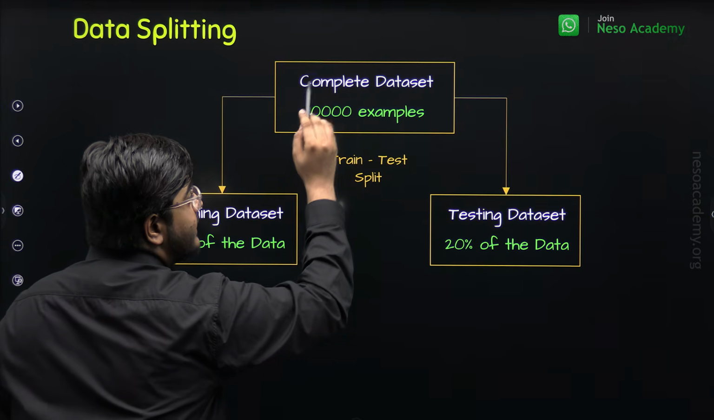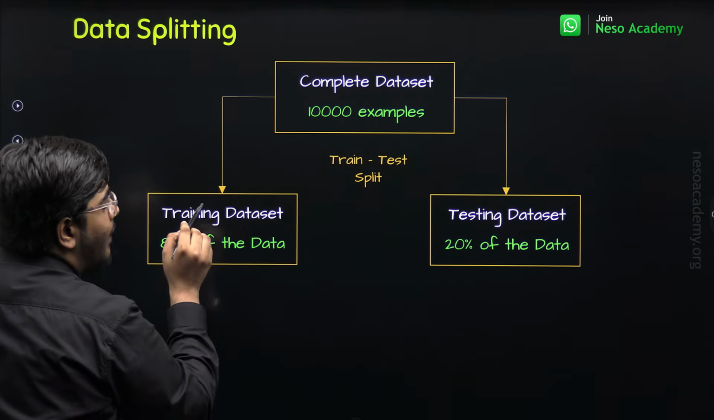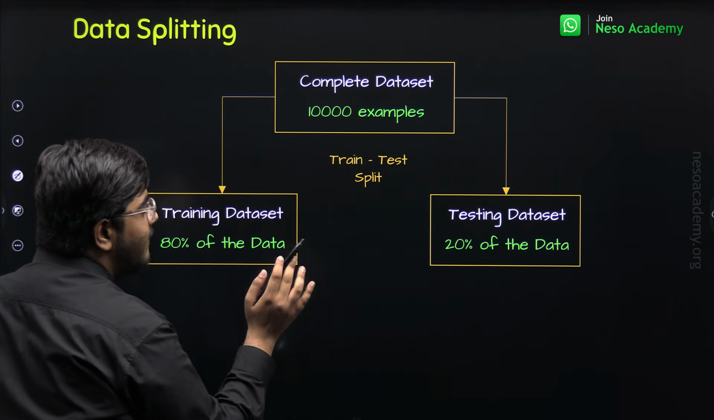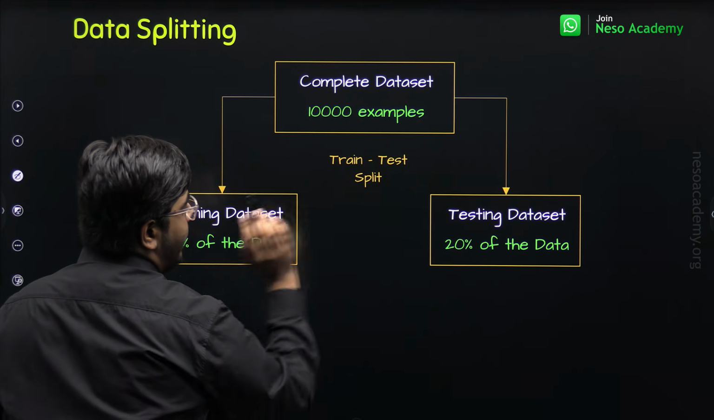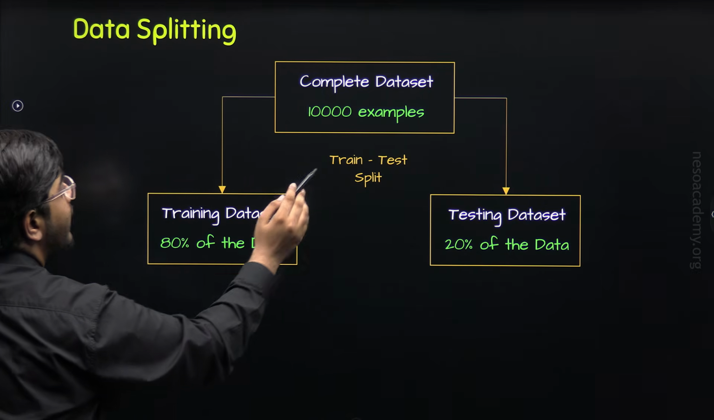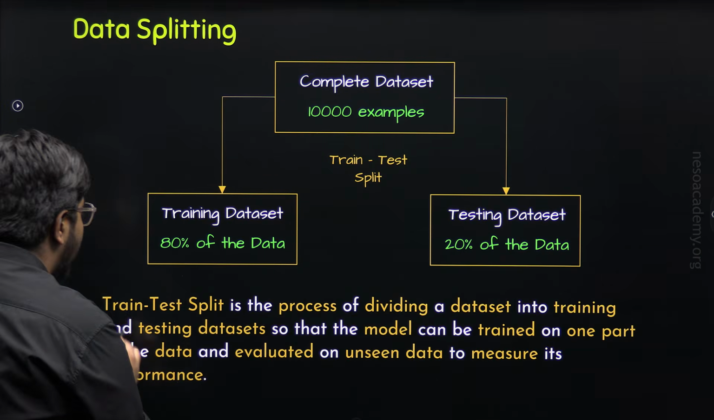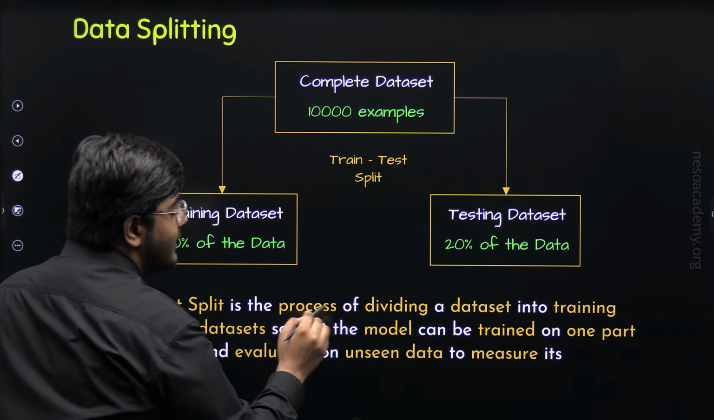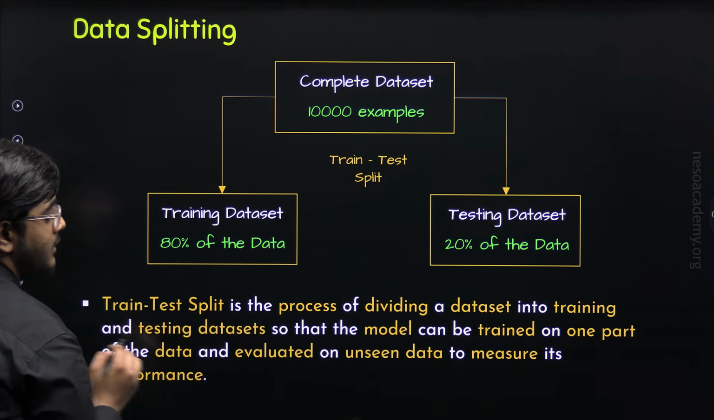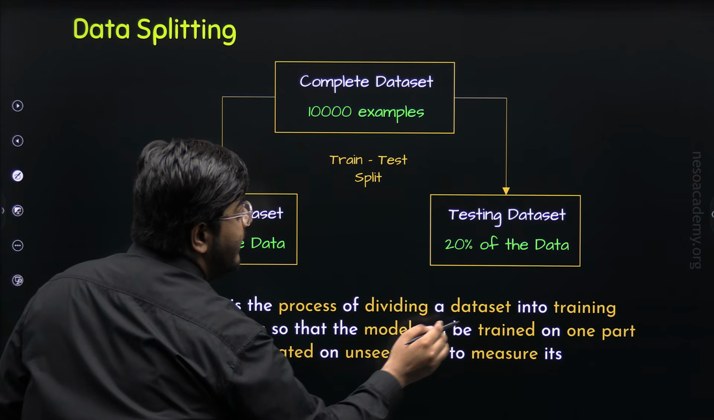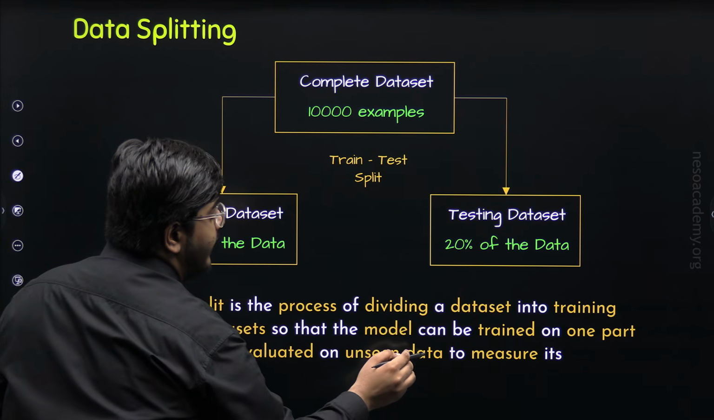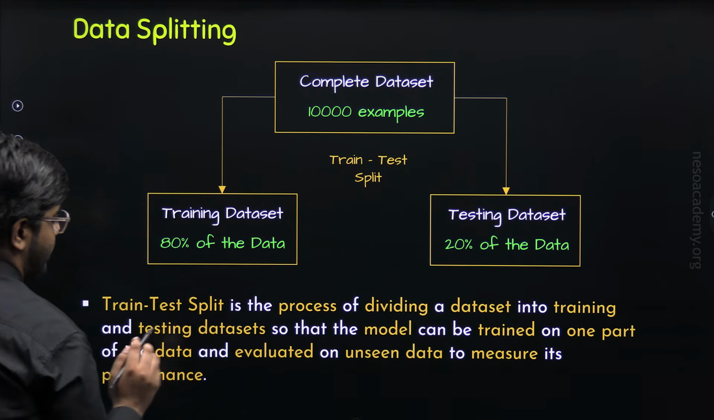Because the complete data set is split into two parts, training data set and testing data set, that is why it is known as train test split. Now let's understand the definition of data splitting or train test split. Train test split is the process of dividing a dataset into training and testing datasets so that the model can be trained on one part of the data and evaluated on unseen data to measure its performance.